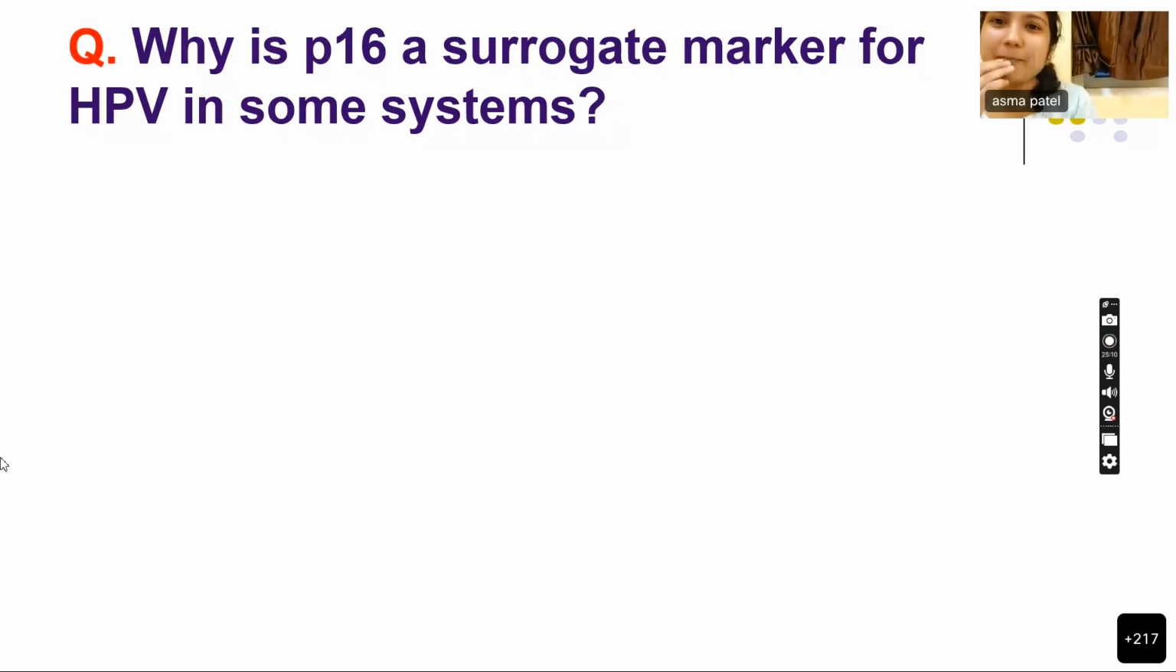No, surrogate means in place of. So you're not testing the particular thing that you want to test, but you know that in a particular system, if you use this other marker in place of that, you have a high correlation between this marker and what it is that you are looking for. So the correlation of using this marker in place of whatever it is that you're looking for is very high.